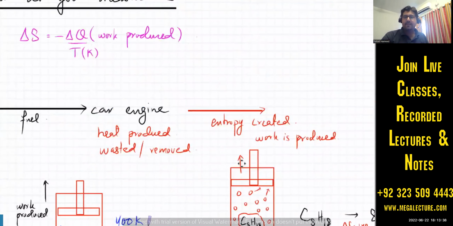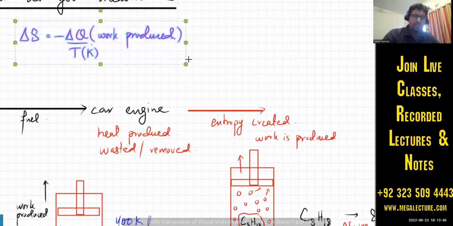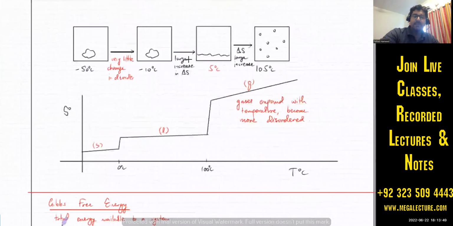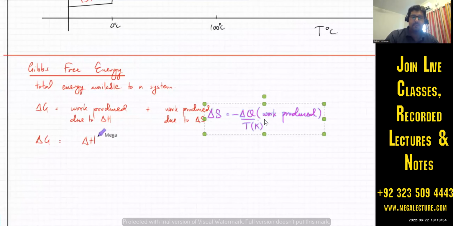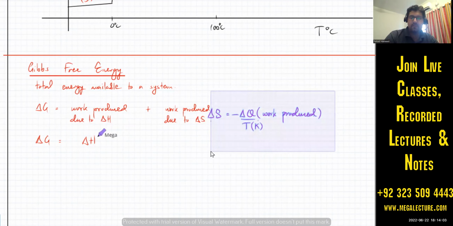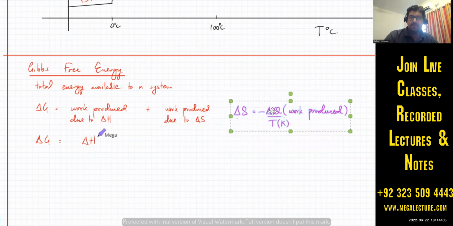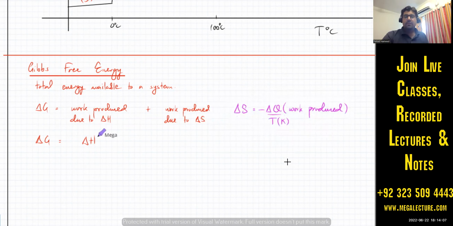I'm going to change that formula now. This was the formula, right? I'm just going to copy this one. This was how we were measuring entropy change. So I'm just going to turn around this formula and rewrite this. So for example, one second. Okay, so I want to figure out what is the work that is produced due to entropy change.